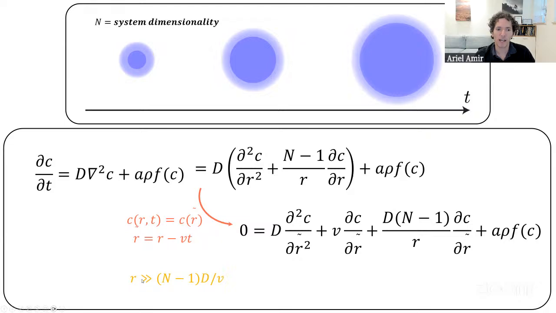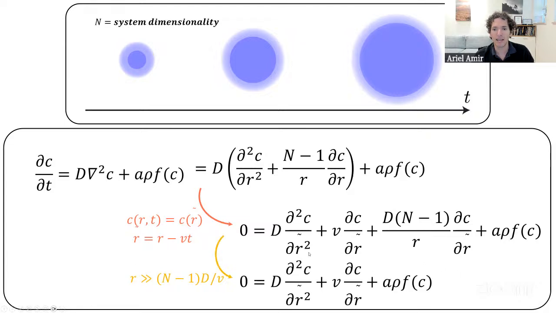If I'm far away enough, if I've propagated enough, then this term will be negligible. How far is far away? The distance from the target has to be large compared to an emergent length scale that will come up again and again in this talk, D over v, the diffusion constant divided by the wave velocity. I still haven't found the wave velocity. I will on the next slide, so bear with me here. But this is a length scale, and when I'm far away compared to that length scale, this third term is negligible, and I basically get a 1D equation. System dimensionality doesn't enter here.